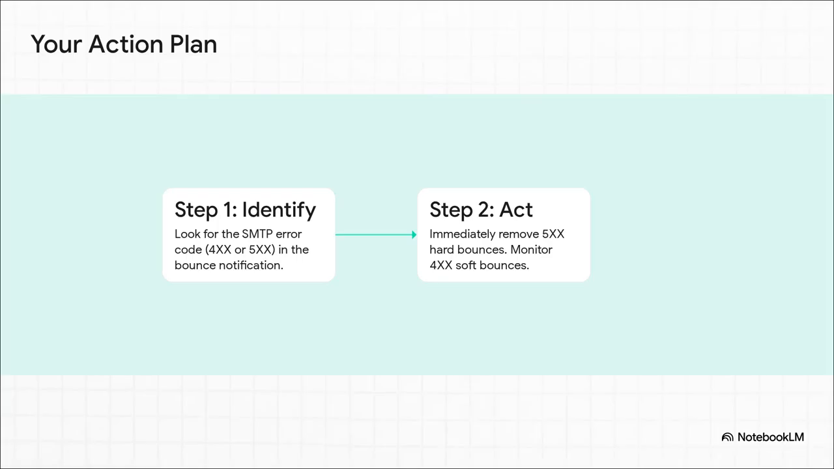So, this all boils down to a really simple two-step plan. Step 1. When you get a bounce, play detective. Look for that error code. Is it a 4 series or a 5 series code? Step 2. Take action. If it's a 5 series hard bounce, get that email address off your list immediately. If it's a 4 series soft bounce, just keep an eye on it.